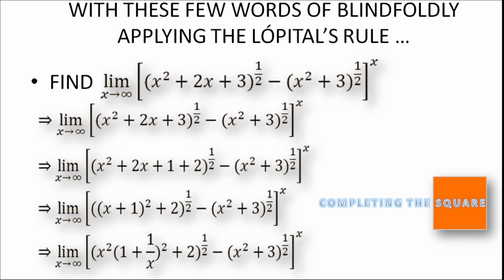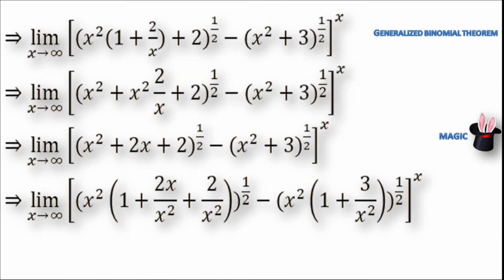So, okay, and that's the same thing as before. Now we apply the generalized binomial theorem, which says that for x that goes to 0, (1 + x)^n, where n is a rational number, is given by 1 plus n multiplied by x. Here, in the place of x we have 1 by x. As x goes to infinity, 1 by x goes to 0.